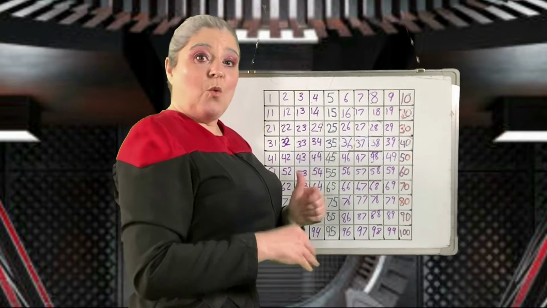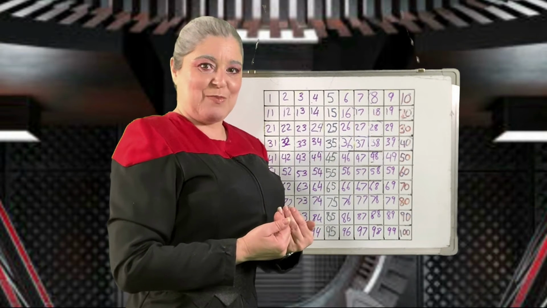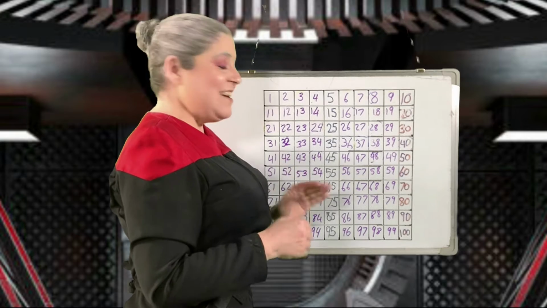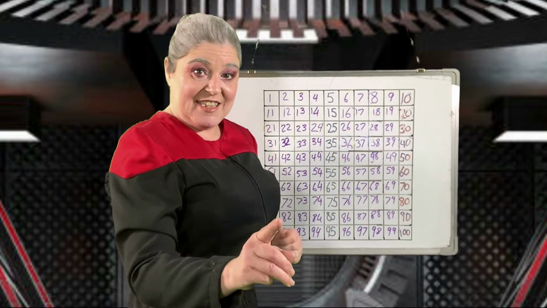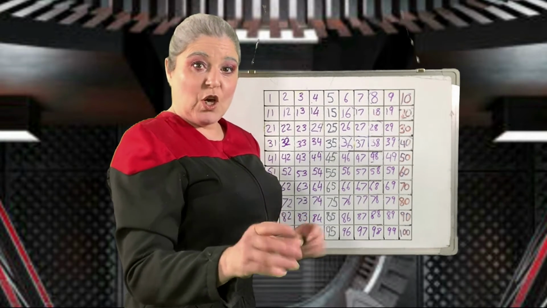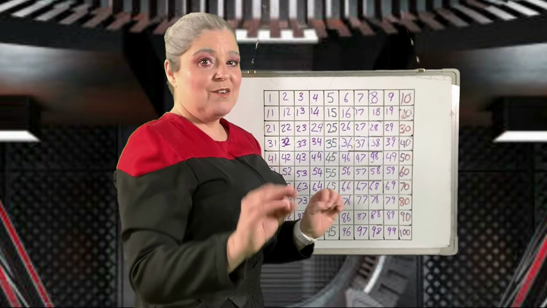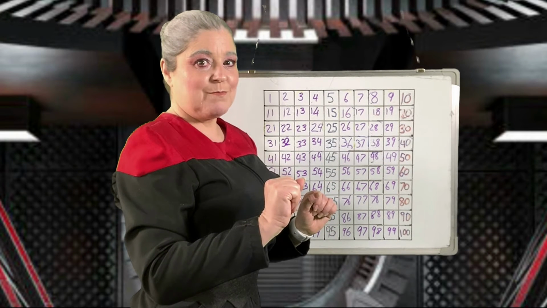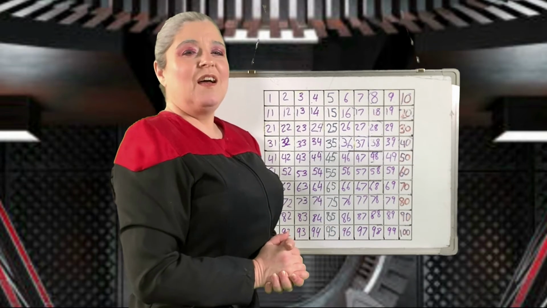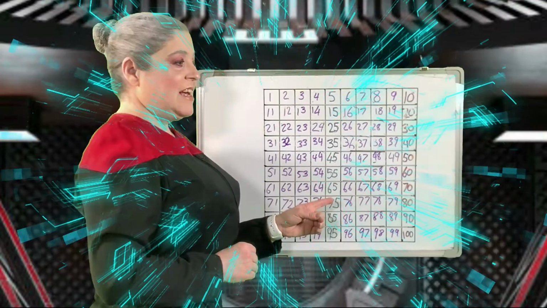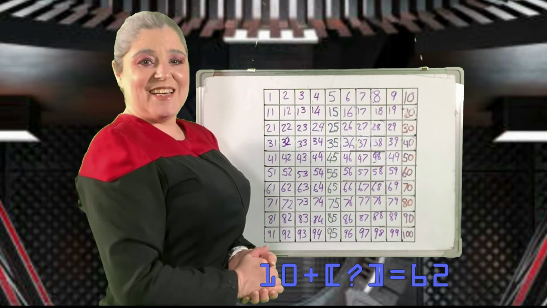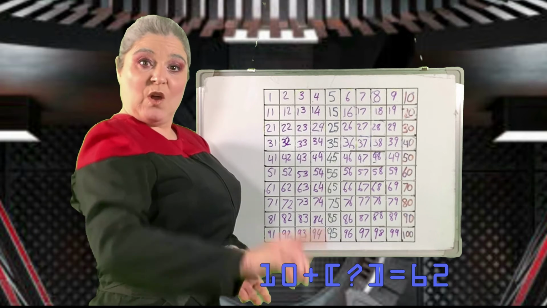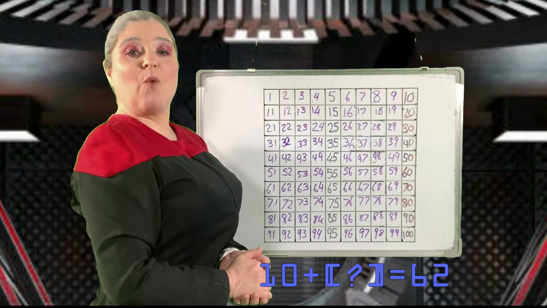If we have a multiple of 10, then to find the answer, we need to go up the number square. This is very easy to get confused, so make sure that you practice. Let's try a few more. 10 plus something is 62. Write it on your whiteboard.